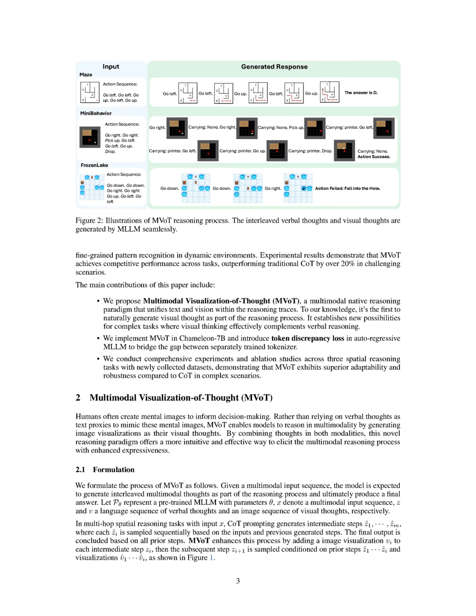Initially, given a multimodal input sequence, the model generates a sequence of verbal thoughts denoted as Z and corresponding image visualizations denoted as V. For each intermediate reasoning step, z_i, MVoT adds an image visualization, v_i, which is conditioned on the prior verbal thoughts and visualizations, enhancing the reasoning process.